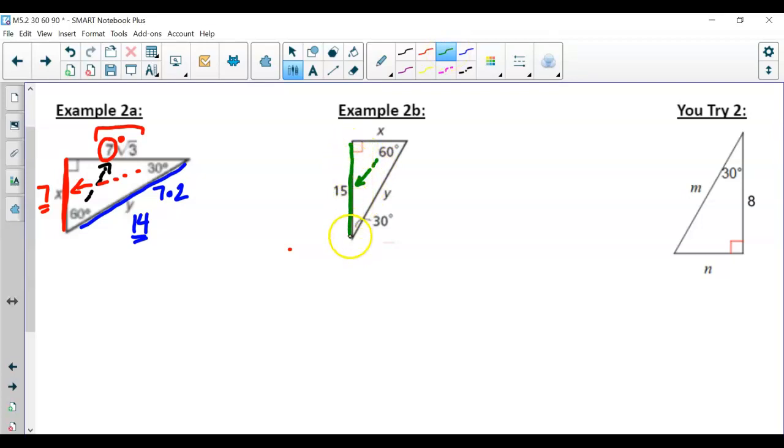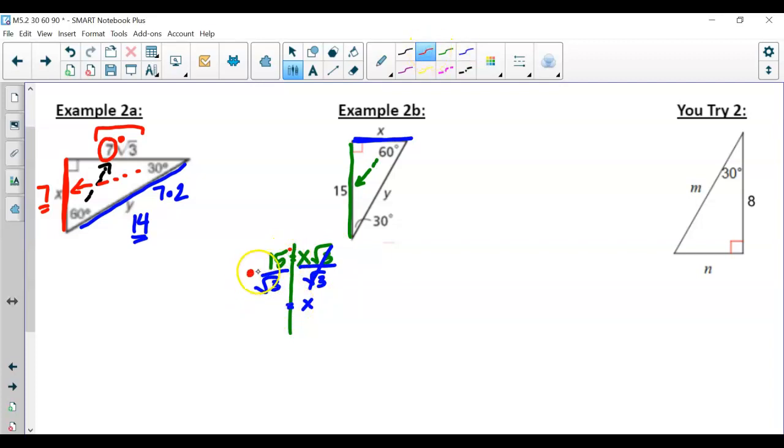That's your long leg. But remember, this is supposed to be in the form of radical 3. So again, same as when we had with our 45-45, we're going to need to solve for x to get our short leg here. So we're going to divide by radical 3. Now notice this is just good old 15 over radical 3.